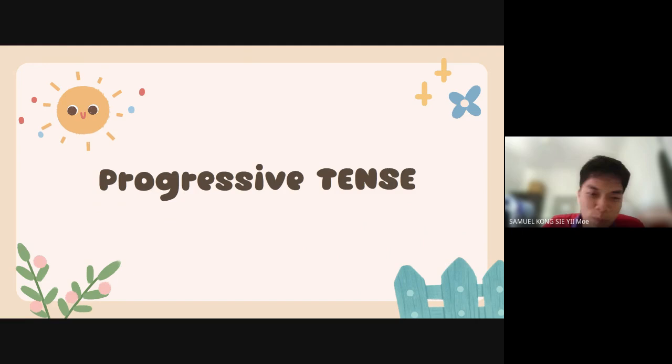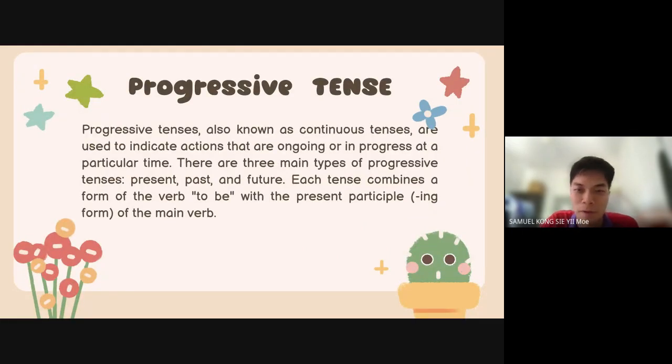Okay, now we move on to progressive tense. So, what is meant by progressive tense? Progressive tense, also known as continuous tense, is used to indicate actions that are ongoing or in progress at a particular time. There are three main types of progressive tense. There's present, past, and future. Each tense combines a form of the verb to be with the present participle ing form of the main verb.